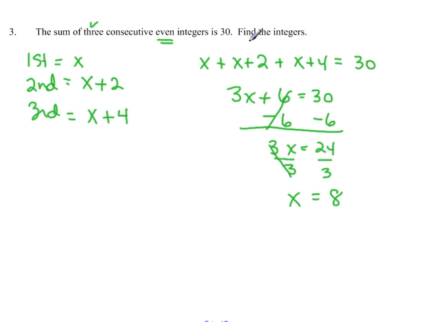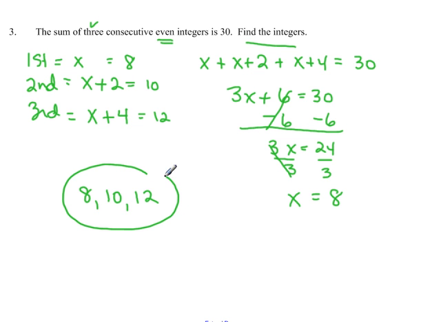And now I want to find all of them. So the first one is 8 because it's x. This one is going to be 8 plus 2, which is 10, and this one is 8 plus 4, which is 12. So my answer is 8, 10, and 12. Notice they're all even integers, they're consecutive, and if you add them together, you do indeed get 30.